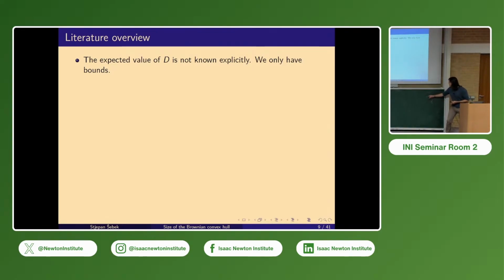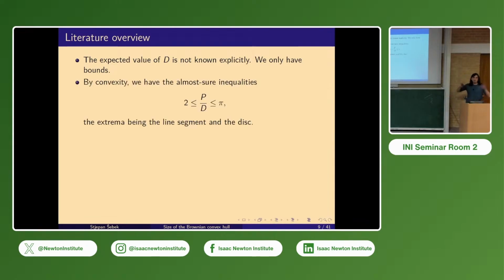Okay, so what is the perimeter of this line? It's actually defined as 2 times its length. Okay, and what's the perimeter of the disk? It is, of course, its diameter times pi. So we always have that the ratio between perimeter and diameter is between 2 and pi.